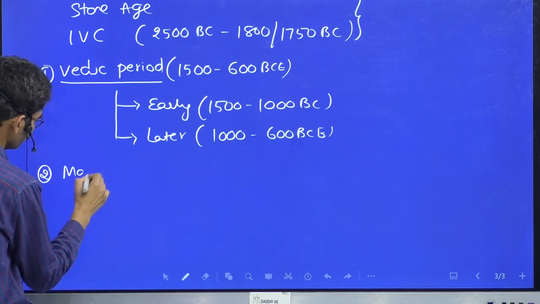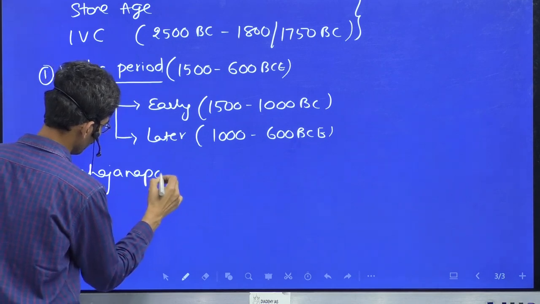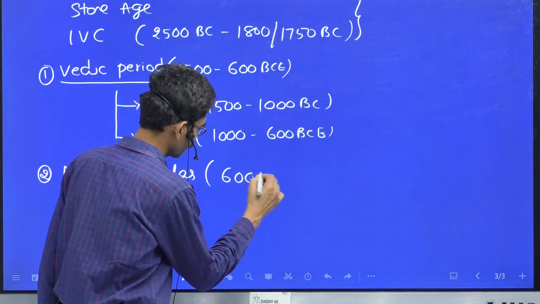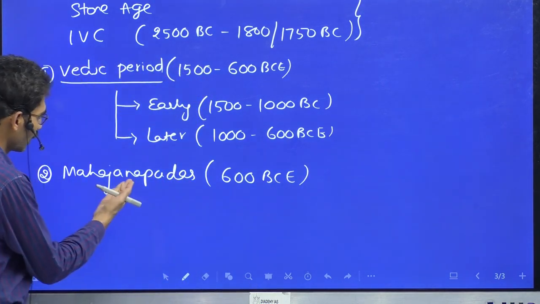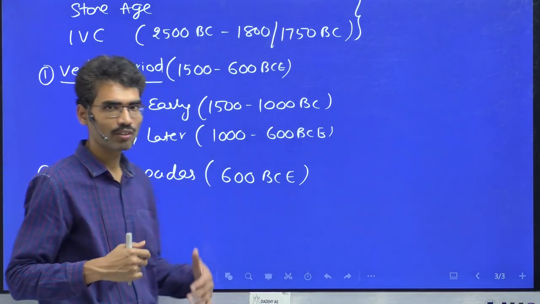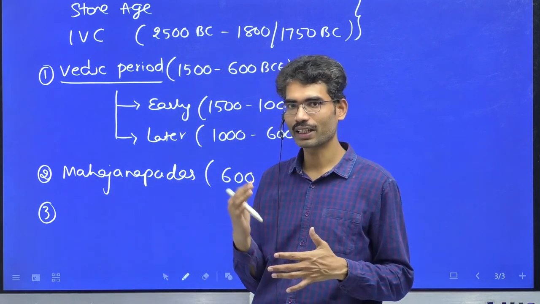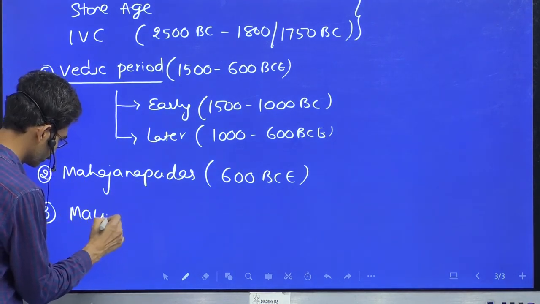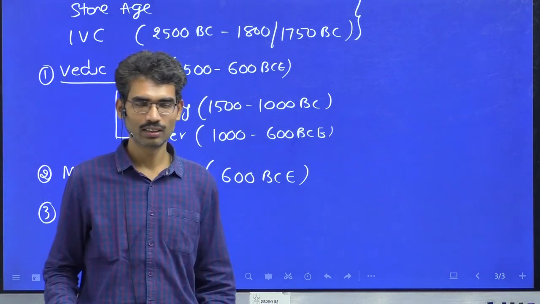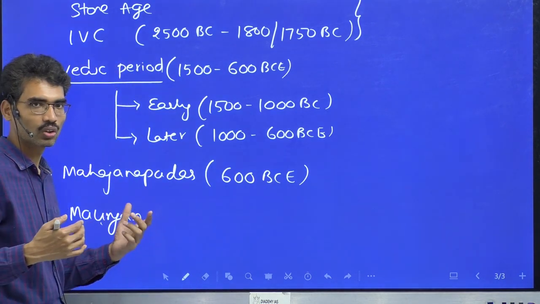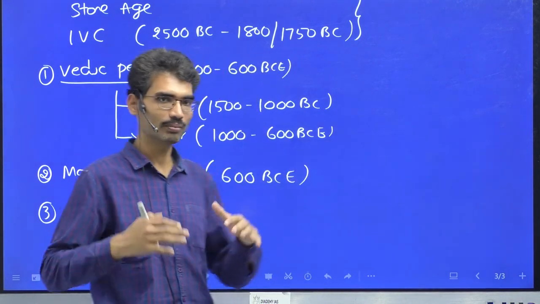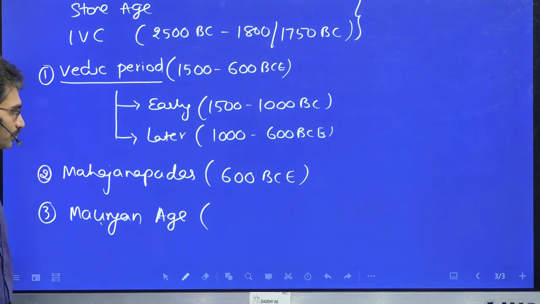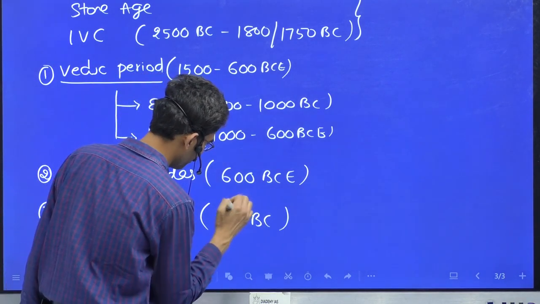Vedic period, then the age of the Mahajanapadas. After the later Vedic period, the age of the Mahajanapadas starts from 600 BC onwards. And one of the Mahajanapadas, Magadha, became the first empire. Mahajanapadas refers to kingdoms, and from those kingdoms, one emerged as a major powerful empire, Magadha. Different dynasties ruled Magadha. The Mauryans were the ones who brought almost the entire Indian subcontinent under them. That's why we consider a separate age, the Mauryan age or Mauryan period. This is around 321 BC.